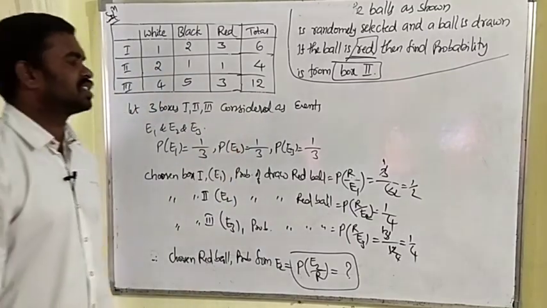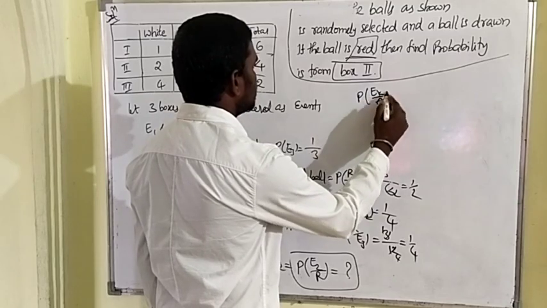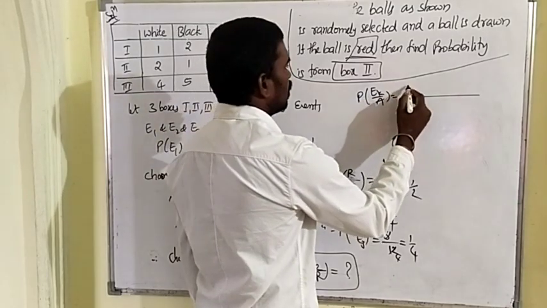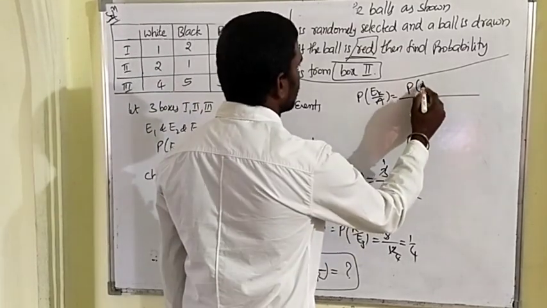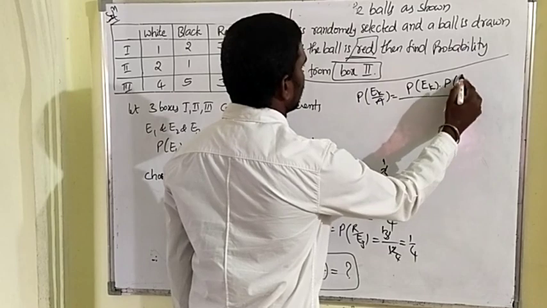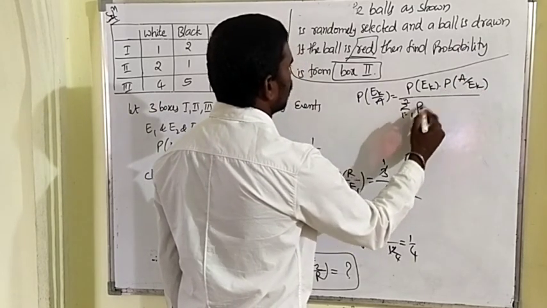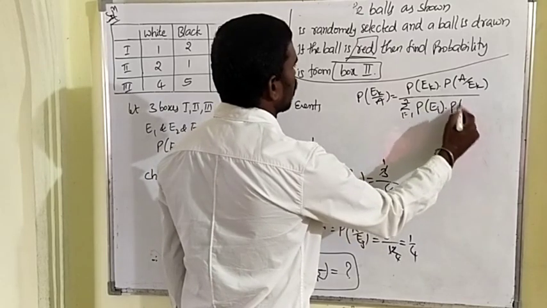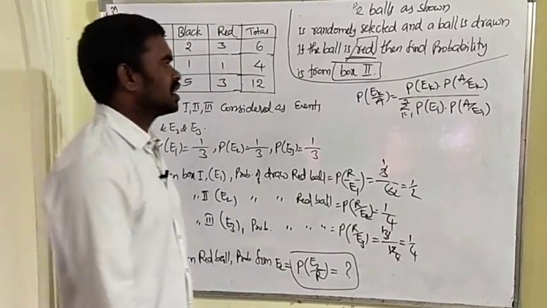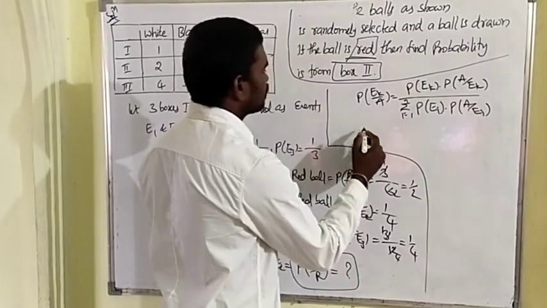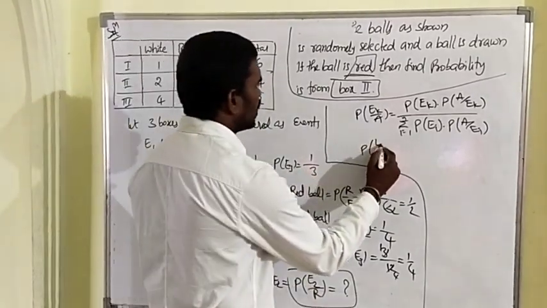So now applying Bayes theorem. What is Bayes theorem? It says that probability of EK by A is equal to probability of EK into probability of A by EK, divided by the summation, i equal to 1 to n, of probability of EI into probability of A by EI. This is the Bayes theorem. Okay, we must learn Bayes theorem. So using that Bayes theorem, we can write here what we have to find: E2 by R, we have to find E2 by R.